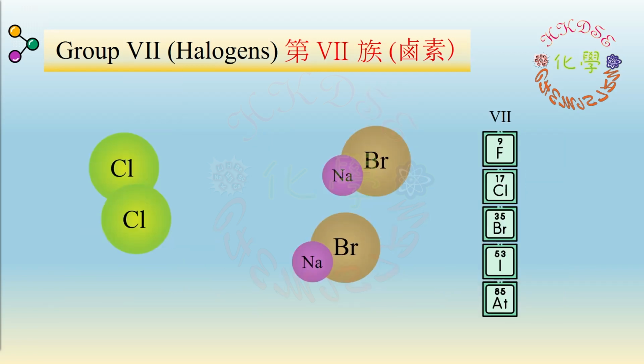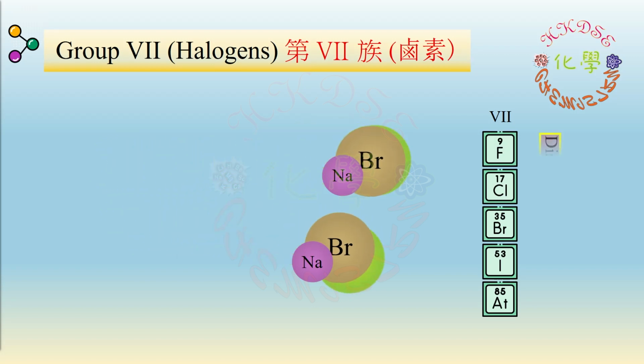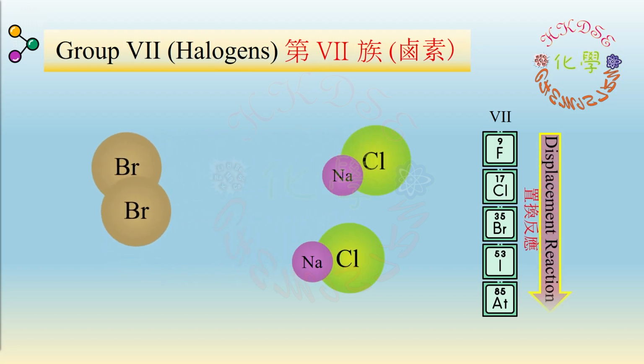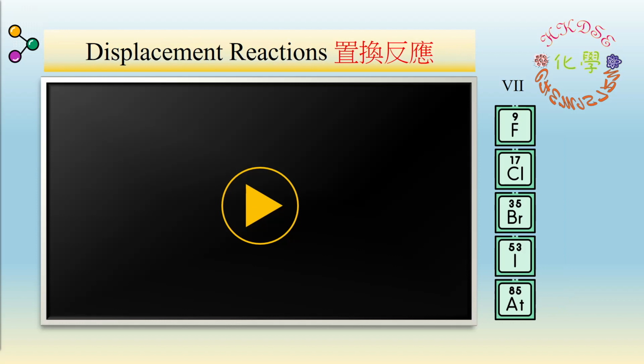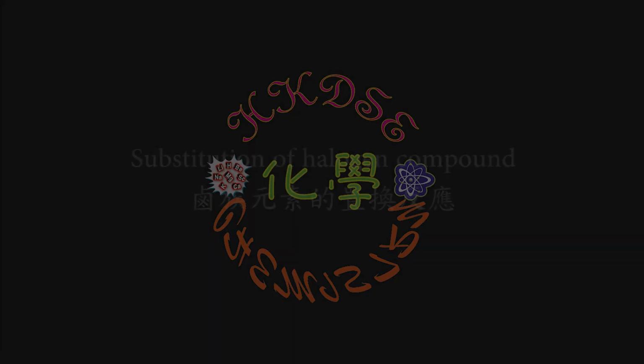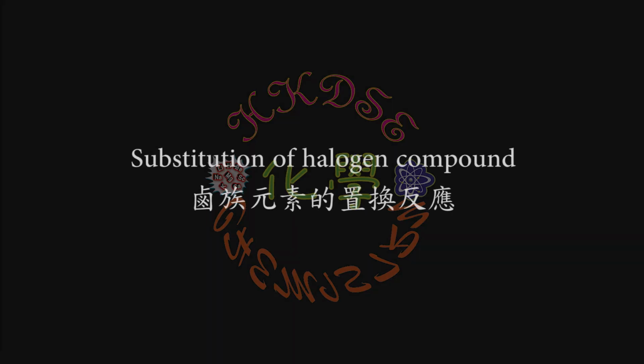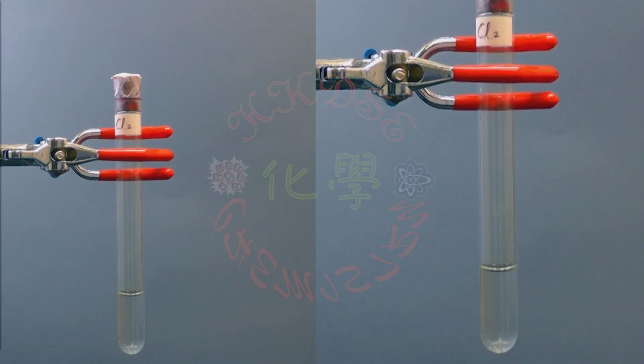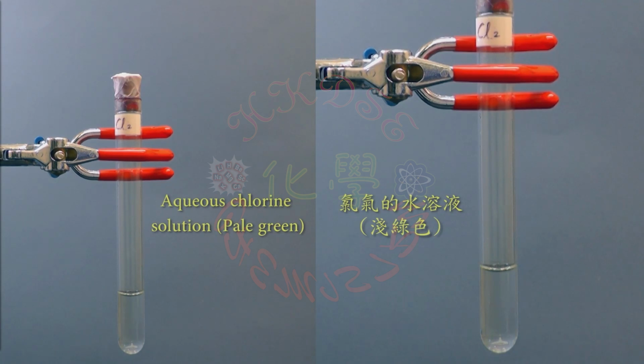We will learn about the halogens and their key reactions, the displacement reactions. A more reactive halogen will always displace a less reactive halogen in a compound. We will demonstrate these displacement reactions using aqueous solutions of chlorine, bromine and iodine. Displacement of halogen compound. The test tube contains a pale green aqueous chlorine solution.